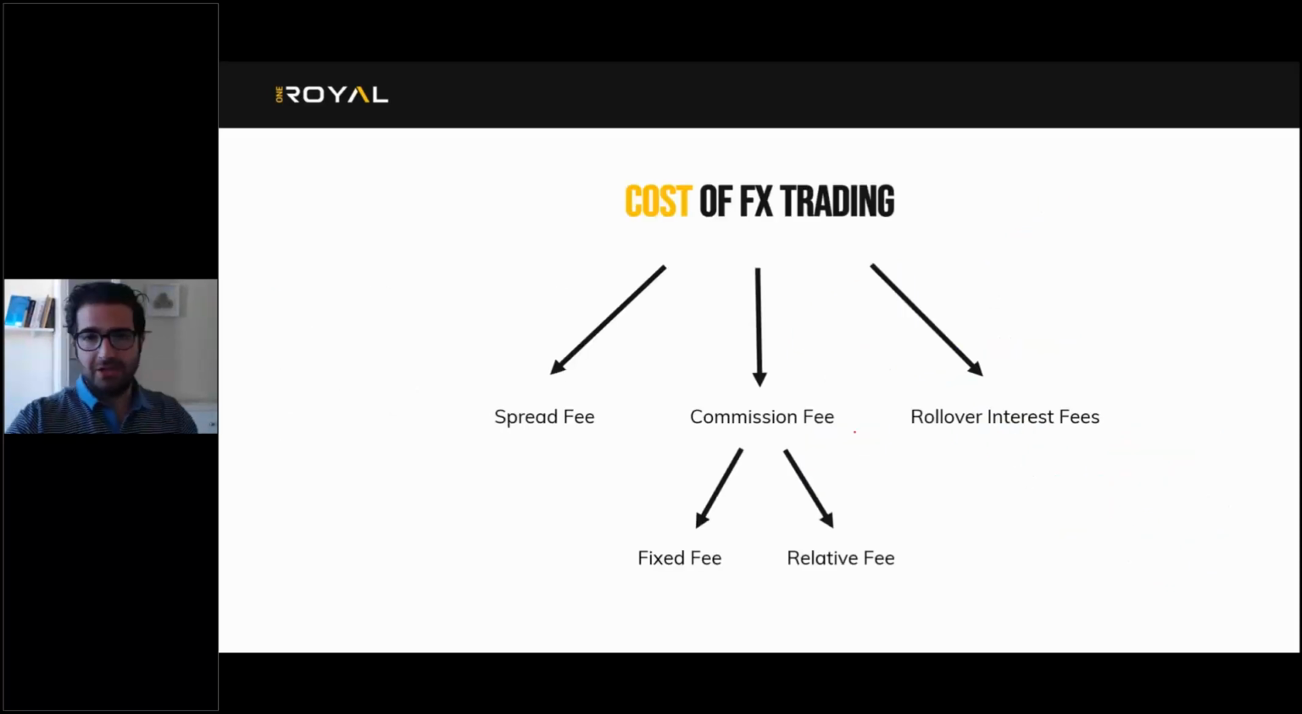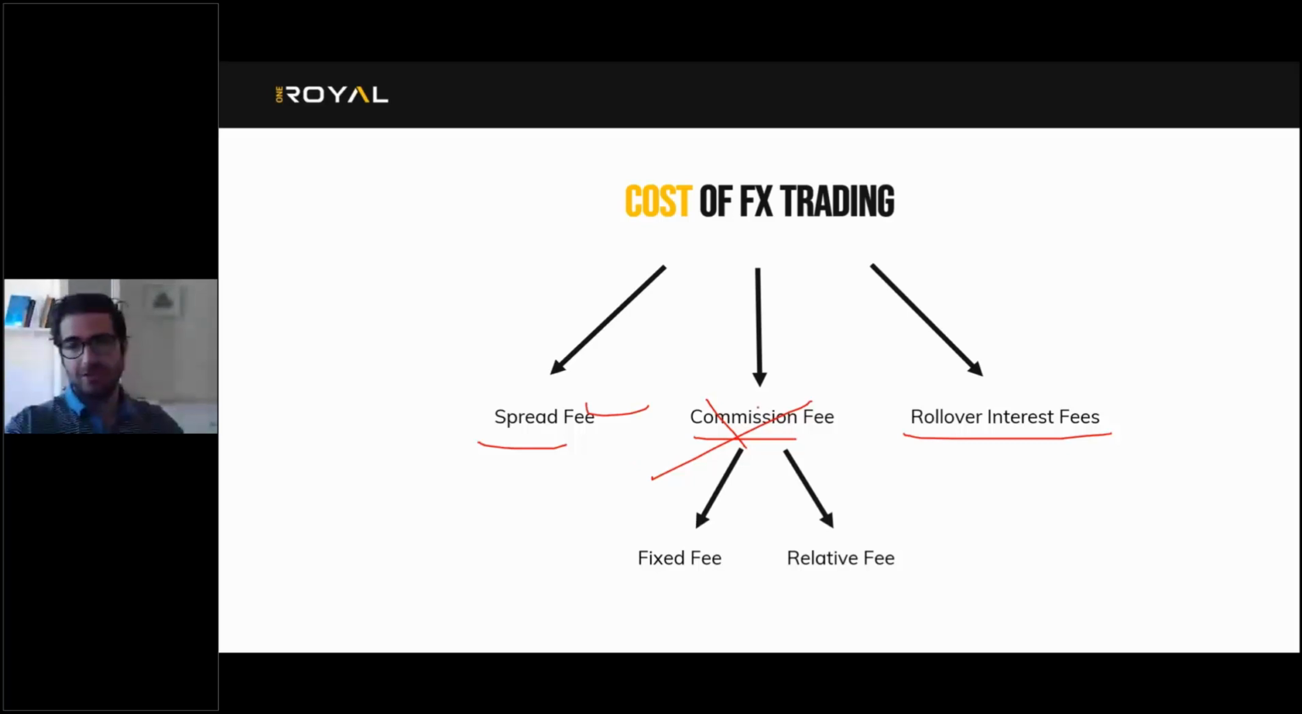I will talk a little bit about the cost of trading Forex. We have 3 types of cost: spread fee, commission fee, and rollover interest fees. The spread fee, we already showed you what it is. The commission fee is like a fixed amount of money, a very small one that you pay whenever you open a trade. But the good thing is that OneRoyal broker has a zero account, which has no commission. So you will not pay commission. You will pay just the spread.